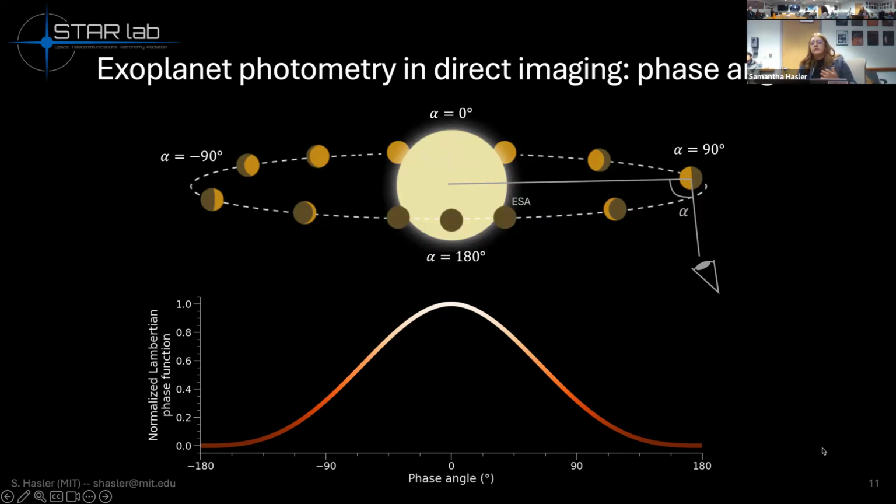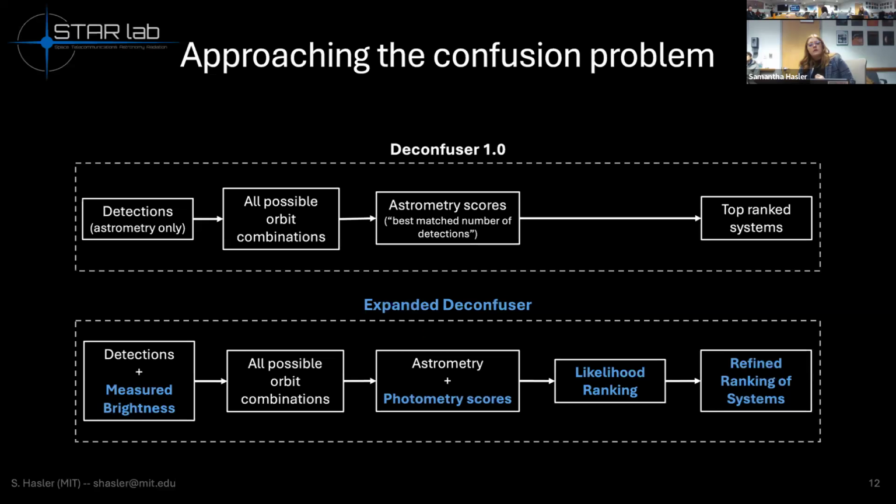And so we know that this brightness variation, of course, changes the contrast ratio between the planet and star. It also affects the albedo spectrum and the color of the planet. And so my work has essentially focused on augmenting the deconfuser with photometry to consider those changes in brightness throughout a planet's orbit and to assist in breaking ties between equally ranked orbits in the deconfuser.